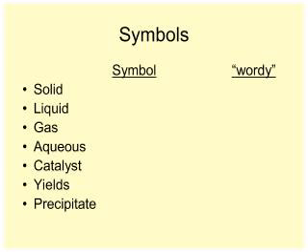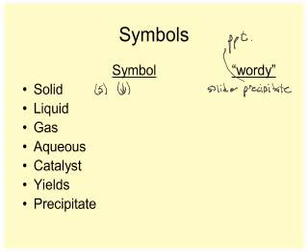So now we've got to get used to some of the symbols we're going to use. Symbol for solid, there's two different ones. One is a little s, of course. The other one is a little down arrow, like solids that sink. Wordy would just be solid or precipitate. Precipitates are often abbreviated PPT, which is how I will abbreviate it from here on out.